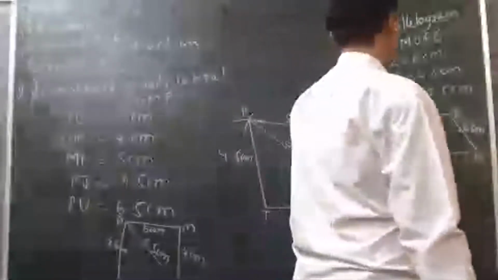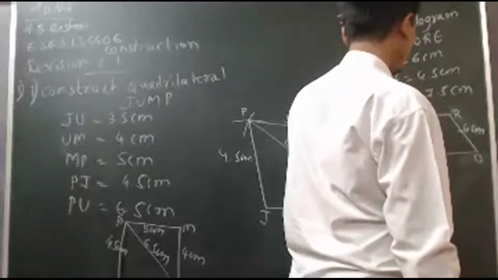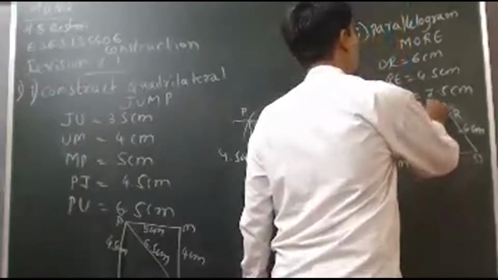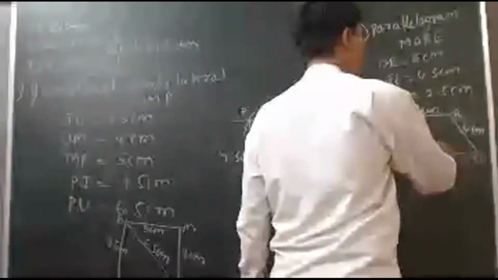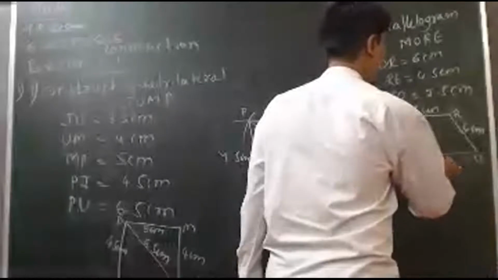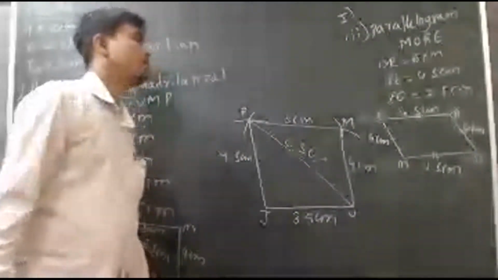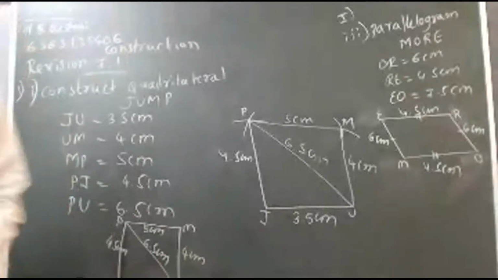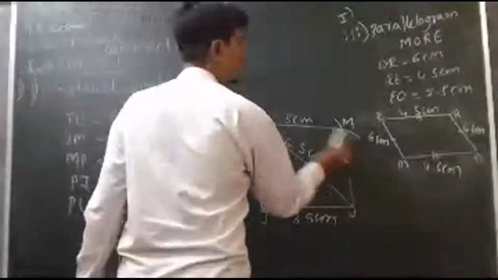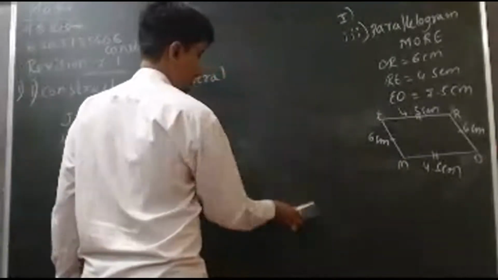Then we have OR, where is that OR? 6 centimeter. RE, where is that RE? Here. It is written as 4.5. This is the second measurement we are having. And here also the base will be 4.5. Opposite sides of the parallelogram are equal, but they will not be equal to the other two sides. After this we have the diagonal.